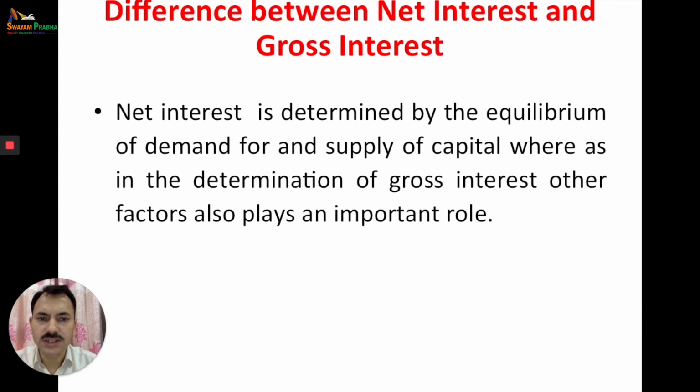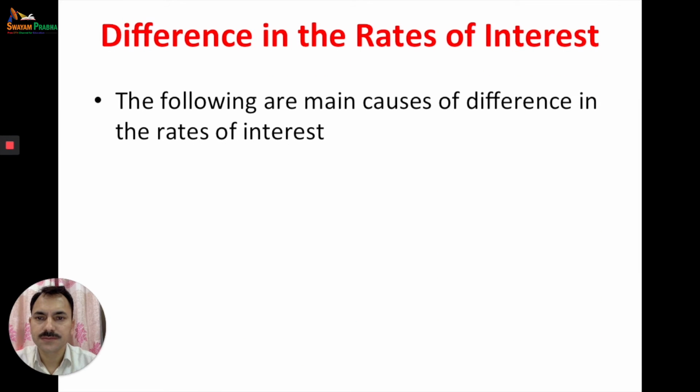Net interest is determined by the equilibrium of demand for and supply of capital. The demand for capital and supply of capital play an important role in the determination of net interest. Where demand for capital is equal to the supply of capital, that point is the determination point of net interest. Whereas in gross interest, other factors play an important role. Not only demand for and supply of capital, there are a lot of factors which affect gross interest.